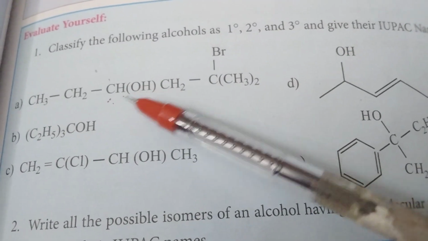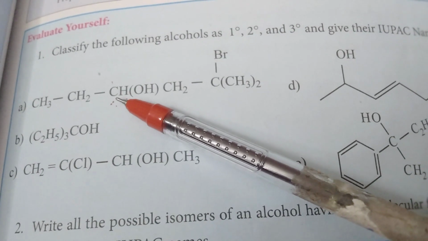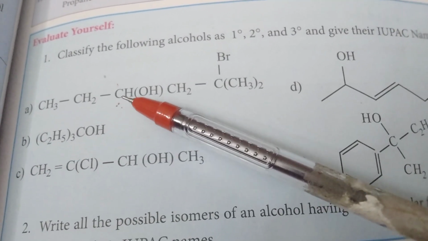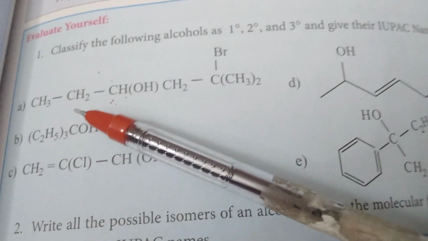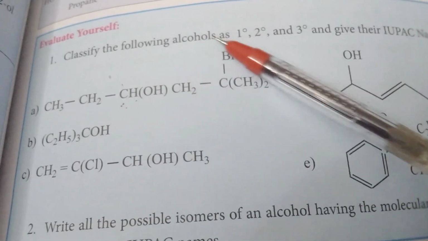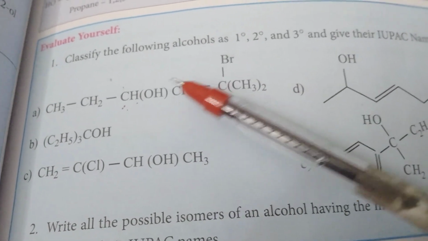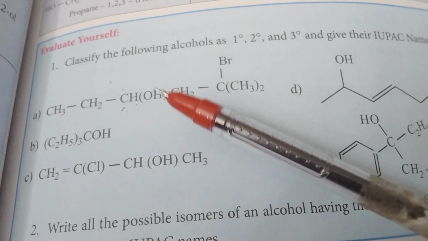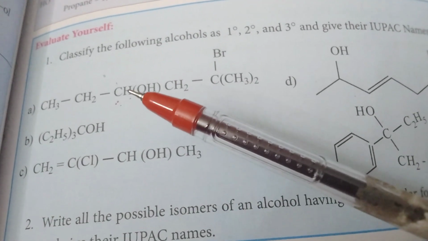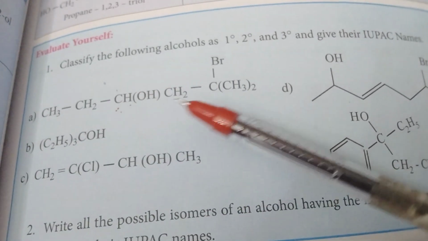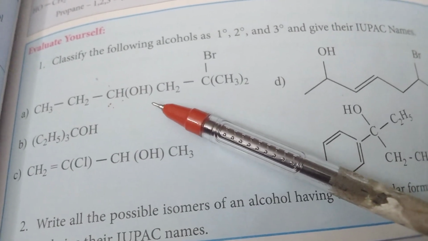See the OH attached carbon. This OH attached carbon has 4 groups. What are the 4 groups? One is OH, another one is H. This side one R group is present. Then this carbon is attached to another big group. So one H is present, 2 R groups are present and one OH is present. This is secondary alcohol. 1H, 2R, 1OH is secondary alcohol.